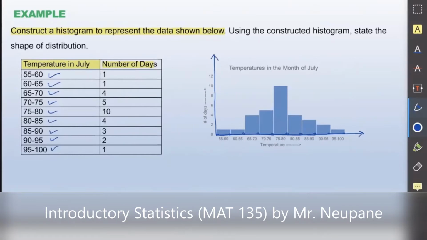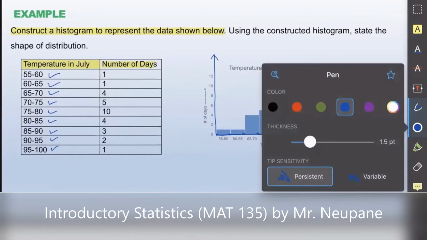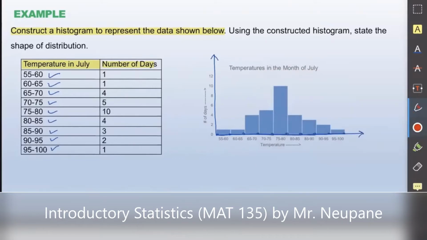Then what you have to do is you have to make the bar at each class. For the first class, you can see the frequency is 1. So you draw a bar of height 1 there. So that is your first bar of height 1. Then next class, 60 to 65, the height is again 1. Then 65 to 70, height 4. So draw the bar of height 4 like that.